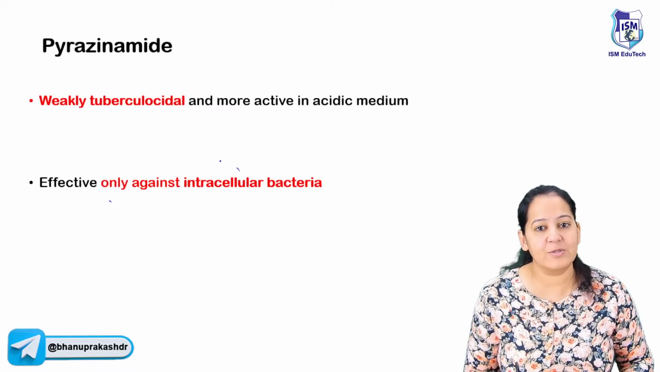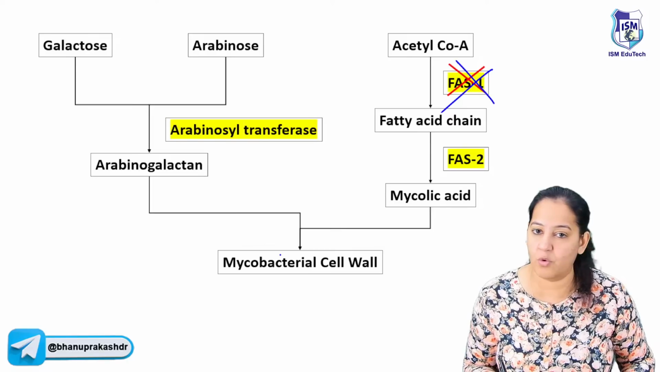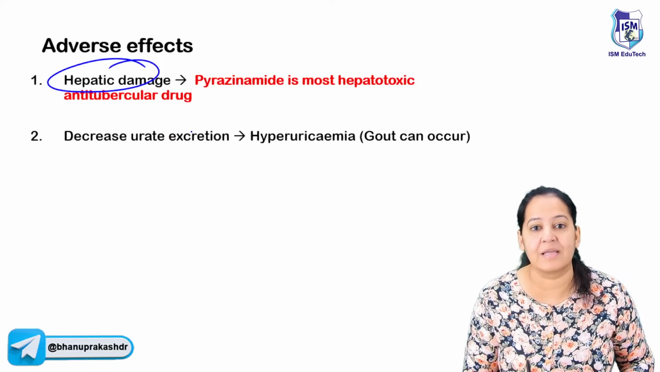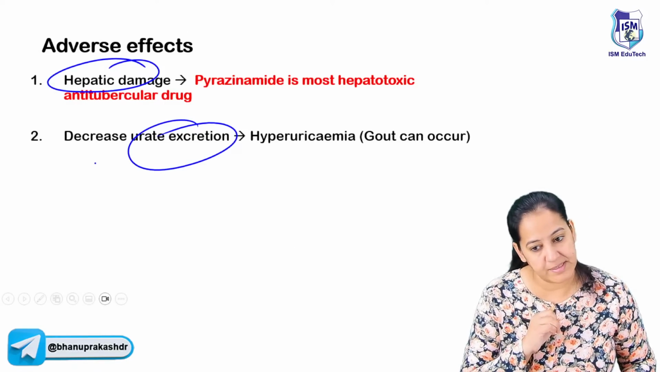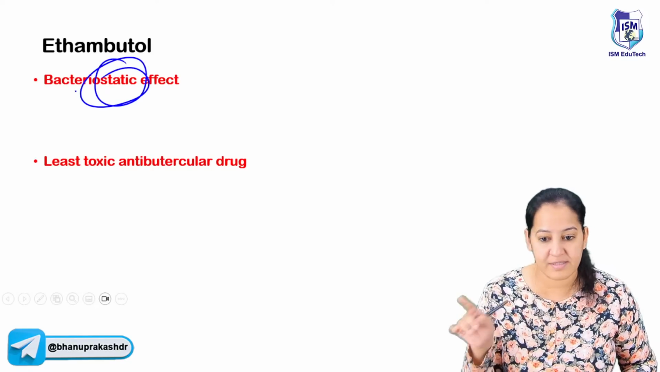Pyrazinamide, it kills only intra, not extra. And it inhibits the enzyme FAS1. So no FAS1, no cell wall synthesis. It also causes hepatitis, maximum hepatitis, but it causes gout also. Ethambutol is the one which is static. Rest all are cidal. This one is static.